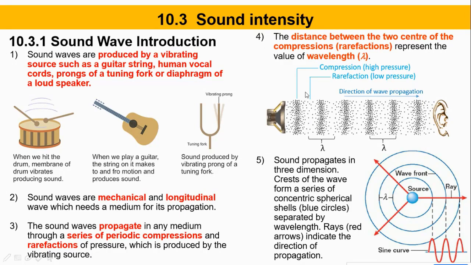From the diagram here, it shows that the compression part is the high pressure part and the rarefaction part is the low pressure part. And here is the direction of the wave propagation. And this is the wavelength. The sound propagates in 3 dimensions. Crests of the wave form a series of concentric spherical shells indicated by the blue circles separated by the wavelength. The rays indicated by the red arrowheads indicate the direction of the propagation.